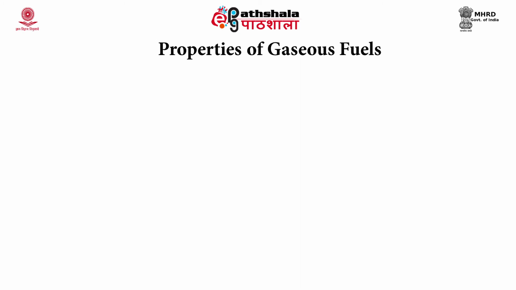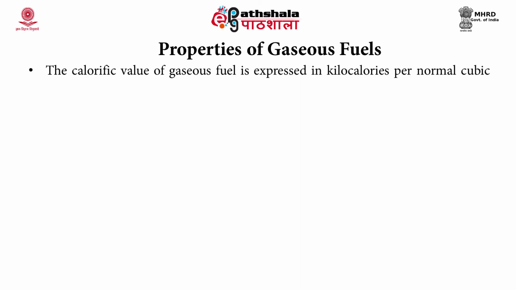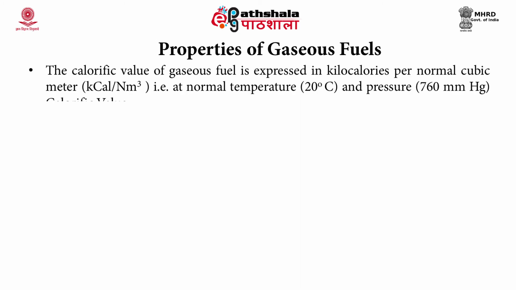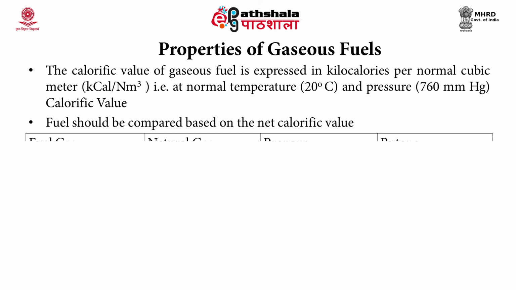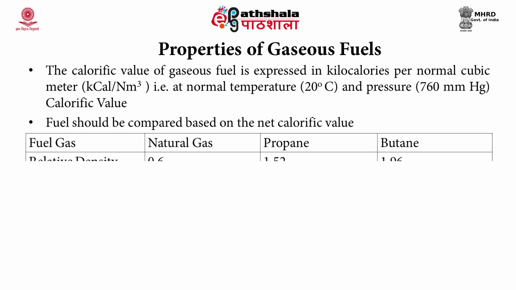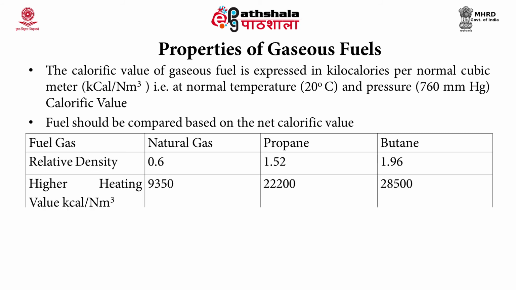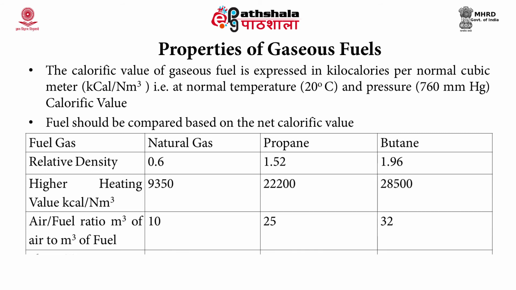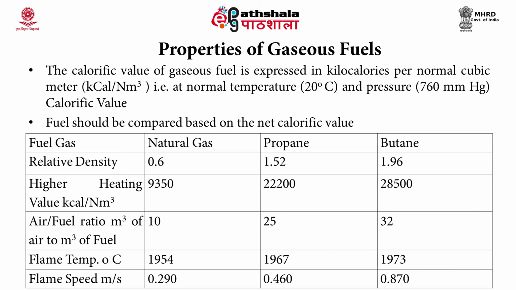The properties of gaseous fuel. The calorific value of gaseous fuel is expressed in kilocalories per normal cubic meter, that is at normal temperature and pressure, and you can see the comparison of the net calorific value of different gaseous fuels. It has properties like density, higher heating value, air fuel ratio, flame temperature, flame speed, etc. You can see natural gas, propane and butane, and how they differ in their heating value. The heating value for natural gas is around 9350.